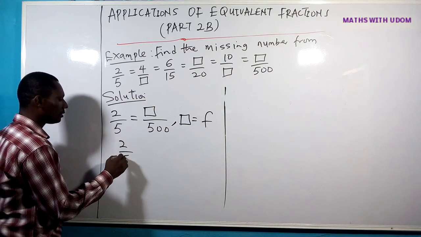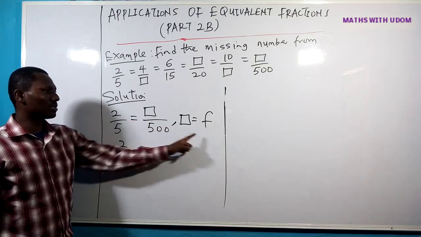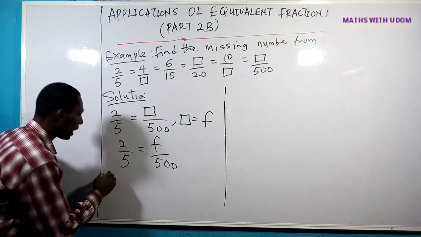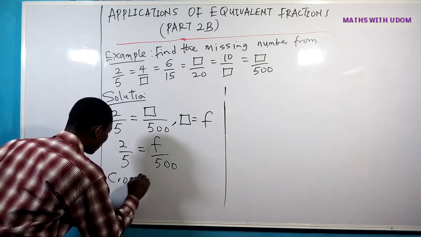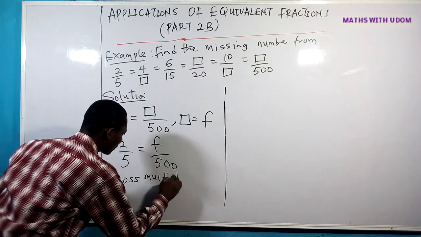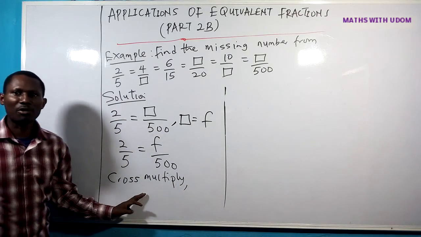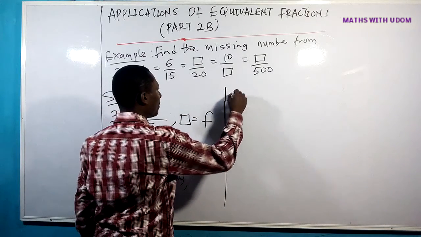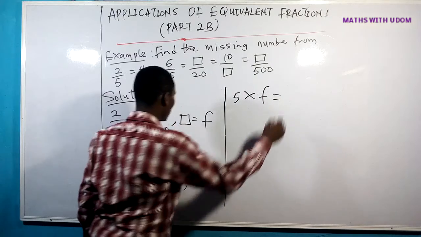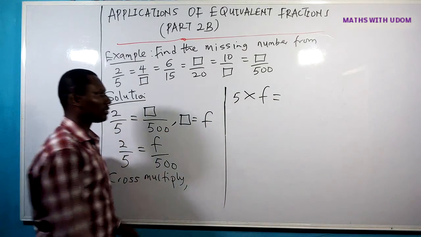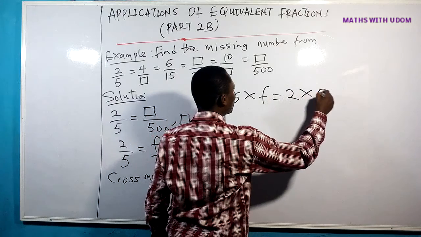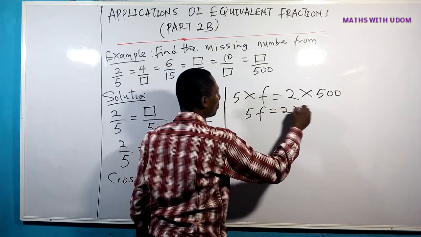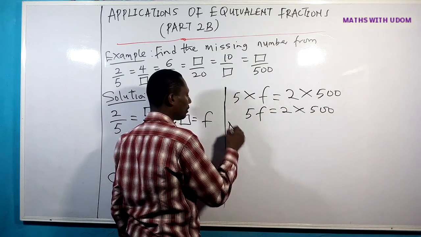So we have 2 divided by 5 equals, anywhere I see the box, I change it to F. So from here I will cross multiply. If you cross multiply from here, we have 5 multiplying F. That will give me 5 times F equals 2 multiplied by 500. So 5F equals 2 multiplied by 500.